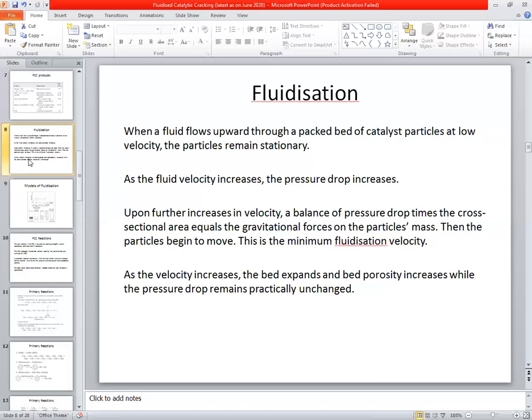If you increase the velocity further, there will be some fluidization and some slugging. If you increase it further, the particles will move in turbulent mode. That is called pneumatic transport.